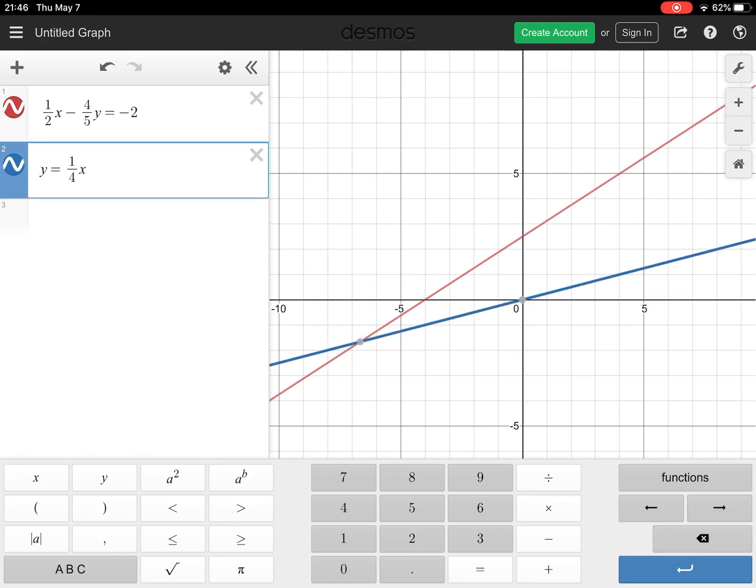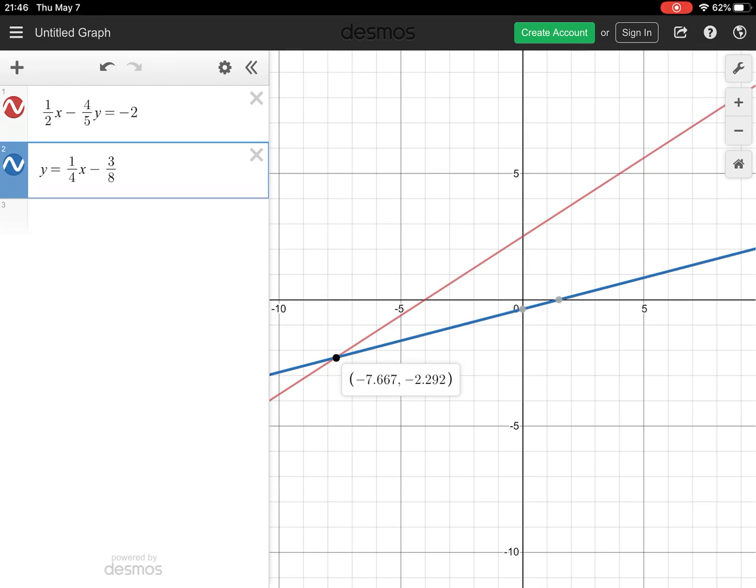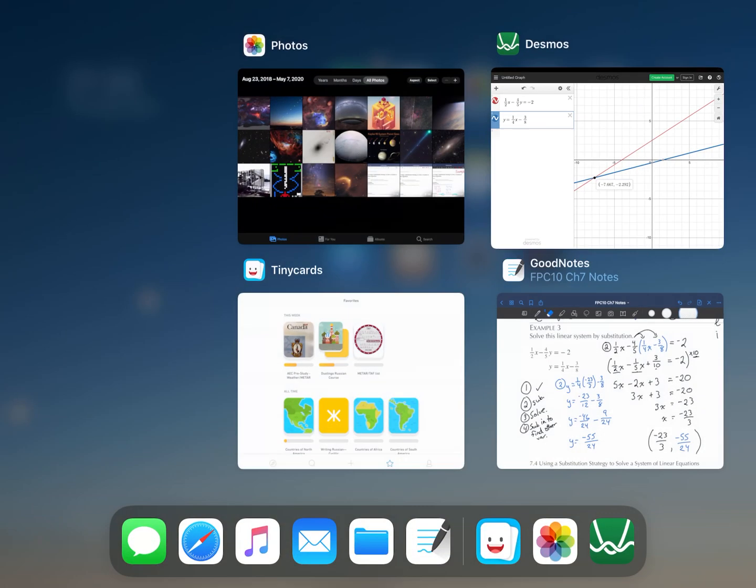1 divided by 4 times x minus 3 divided by 8. And we get an answer somewhere in there. Hey. Negative 7.6667 and negative 2.292. Okay, let's head back and let's look at.